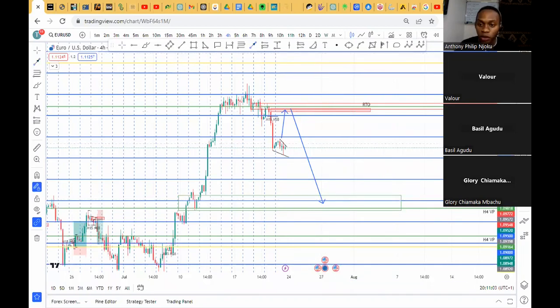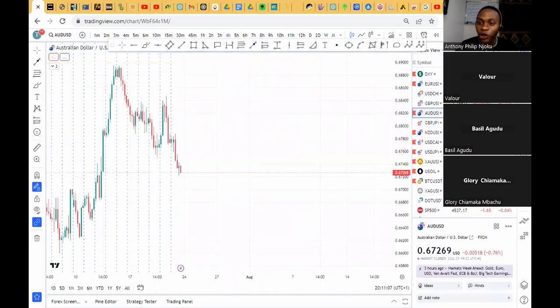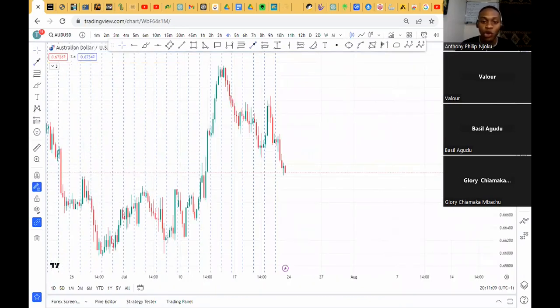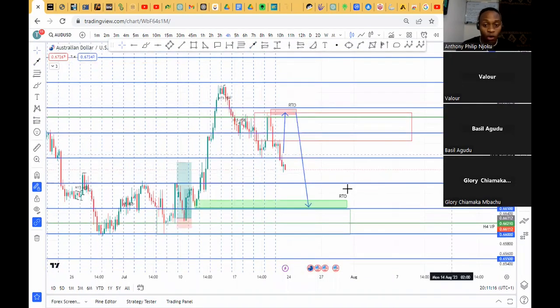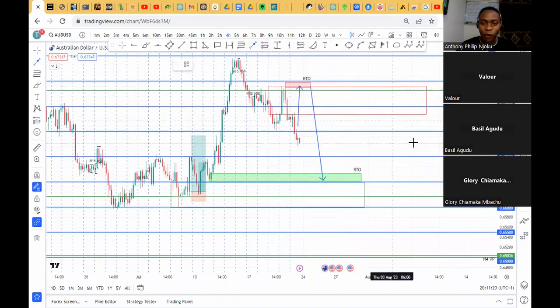Then the next on my list I have is AUD/USD. AUD/USD is the most juicy setup I have. It's not complex at all. Compared to Euro/USD, AUD/USD is juicy. It is not complex for me.